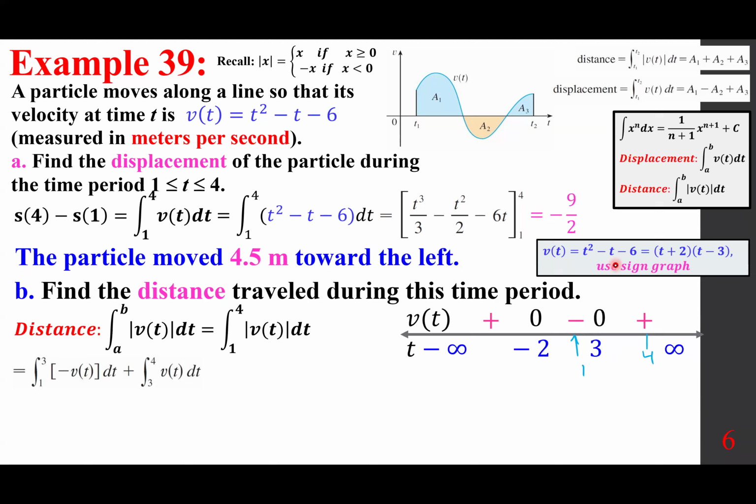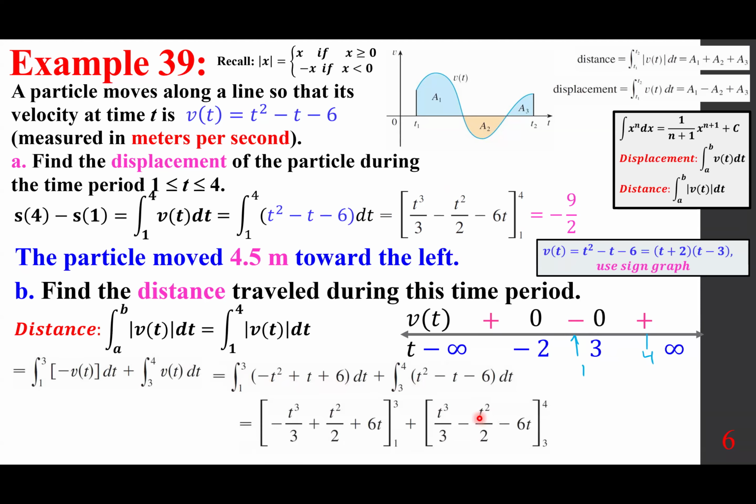So 1 to 3, the negative of that is minus t squared plus t plus 6, and 3 to 4, the function itself. So this is negative 1/3 t cubed plus 1/2 t squared plus 6t, and this one we already have like so. Evaluate this one from 1 to 3, this one from 3 to 4, and 61 over 6 is an exact answer, roughly 10.17 meters. That's the distance that it covers.